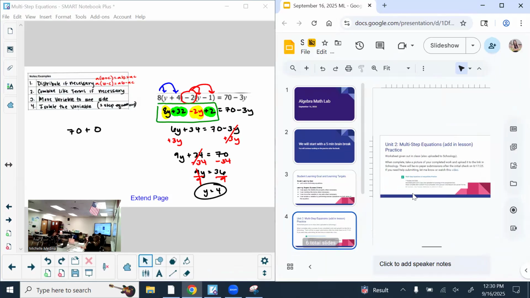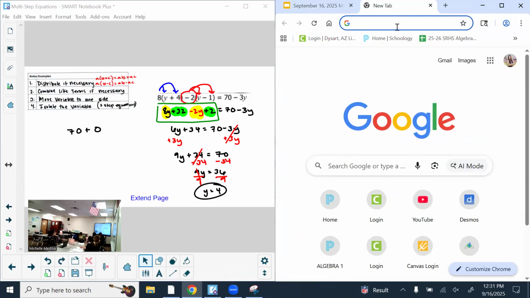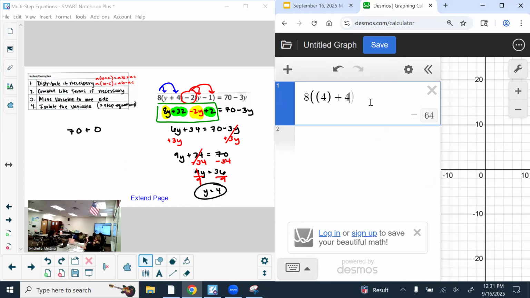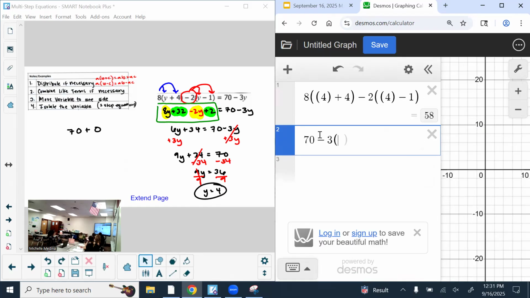And then remember, here's how you can check your answers too, aside from just looking at the key over there, because I do have the key to this practice on the wall too. But remember, solutions are values for the variable that make it true. So I should be able to plug in 4 for the y in the original problem. And it should give me something that's true. So that's what I'm doing right now. I'm typing it exactly as it was, but just where there was a y, I'm putting parentheses and a 4. And then on the other side, it was 70 minus 3y, so making it a 4 now instead of a y. Look, they equal the same thing. So that's how you can check your answers. It should make it true.